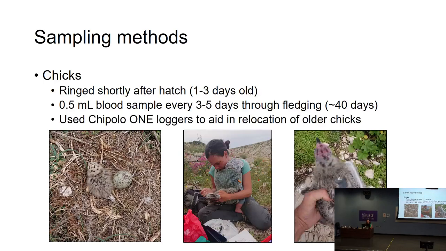And then for the older chicks, once they started to move around a lot more as they get closer to fledging age, we used these triple-O-1 loggers, which we took out of their housing and put on the backs of chicks. These are loggers that communicate by Bluetooth with a cell phone. So if anyone's interested in locating older chicks as they move around, that's a relatively cheap way to do it compared to using a VHF transmitter, and it worked fairly well.